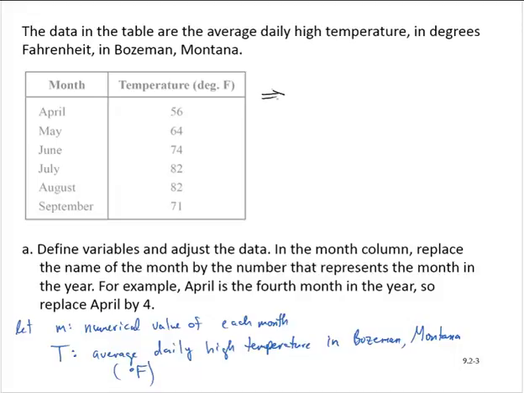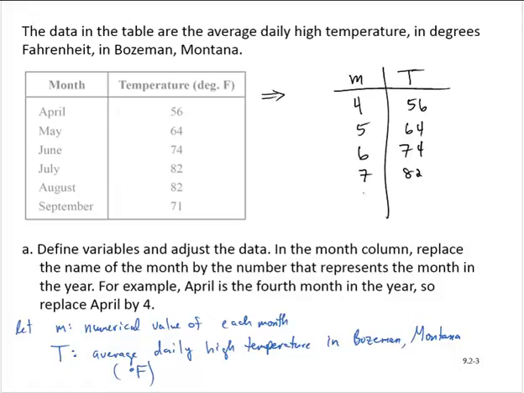So we're going to adjust this table. And so I will let M versus T. Since April is the 4th month, 4, 56. 5, 64. 6, 74. 7, 82. 8, 82. 9, 71.